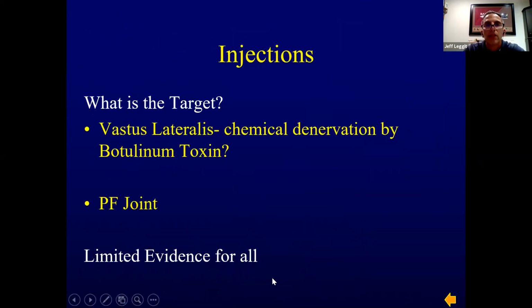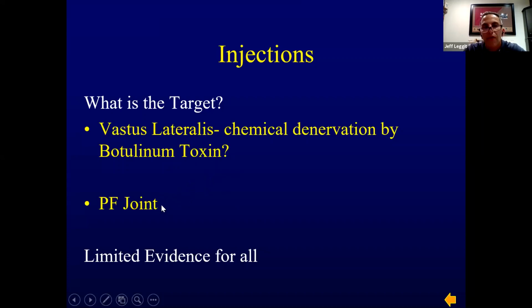And how about injections? And so the question is, what's the target? And I've done, not tons of injections for patellofemoral pain syndrome, but I've done some. So what's your target? If you think the vastus lateralis is pulling the patella too much, some people consider denervating that with some botulinum toxin. I would suggest that you try a trial of lidocaine first and then have them run and see if that helps. Are you going to try and inject in the patellofemoral joint?